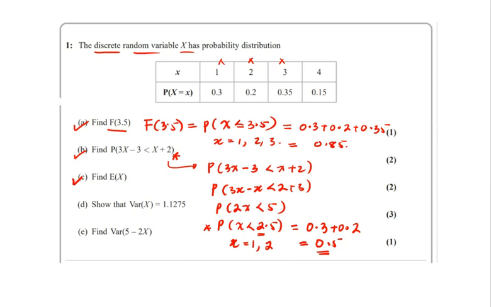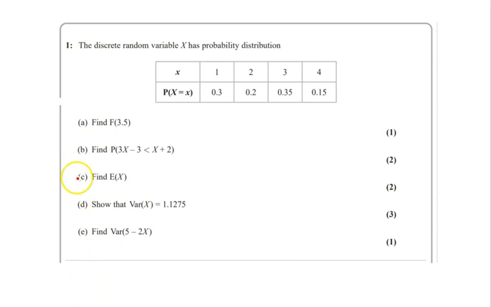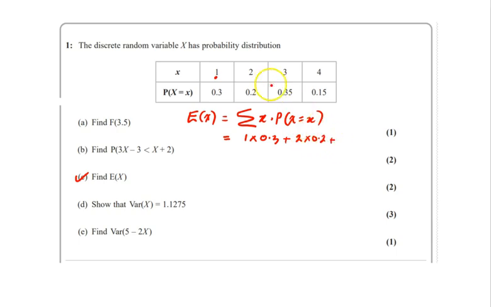I'm going to erase this so that I get enough space to do the expectation. The expectation of x, so remember the expectation formula. The expectation of x is always the summation of the x value multiplied by the probability that x equals that x value. So here we have x is equal to 1, and the probability that x is 1 is 0.3, plus x is equal to 2, and the probability of 2 is 0.2, plus x is 3, the probability of x to be 3 is 0.35, and you have x as 4, and its probability is 0.15.